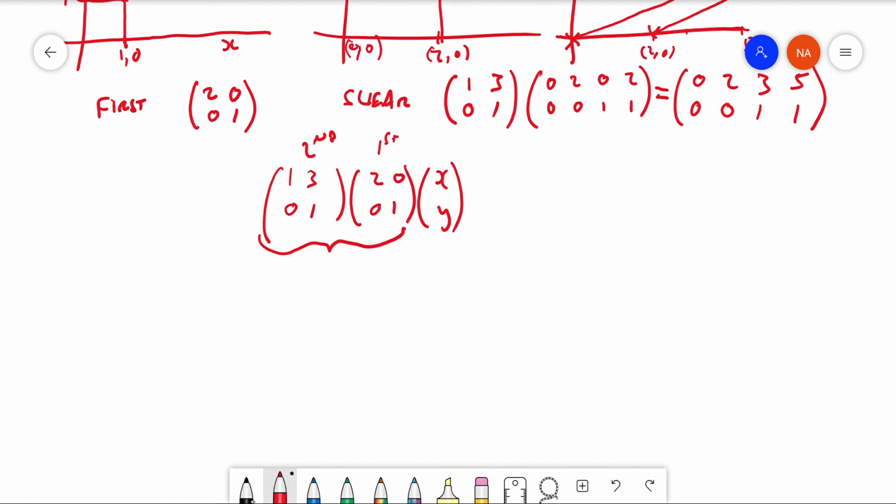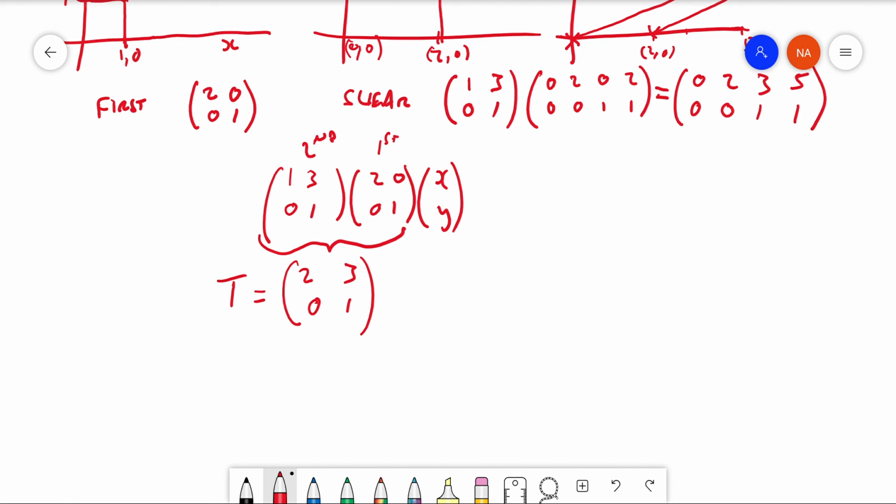That's going to give me 1 times 2 is 2, and 3 times 0, so that's 2. 1 times 0 plus 3 times 1, that's 3. And the bottom, 0 times 2 and 0, that's 0, and that's 1. So there's the composite. If I call that T, it is the composite transformation.